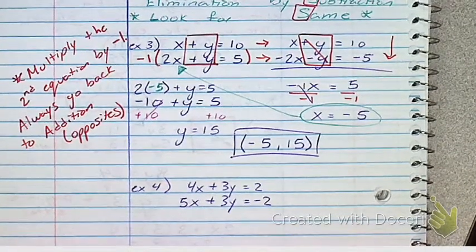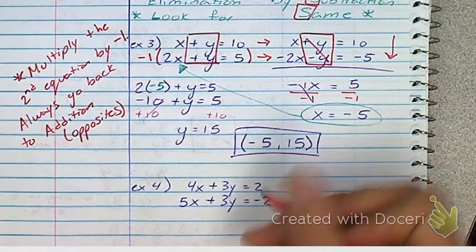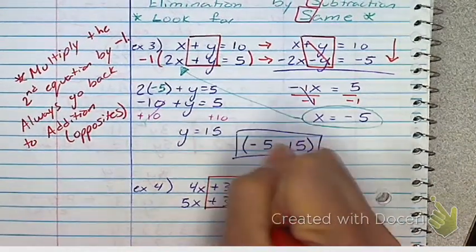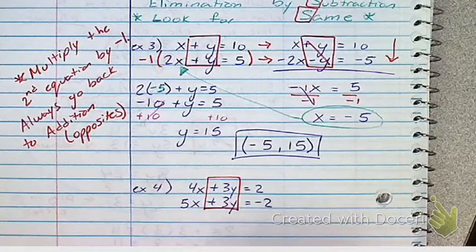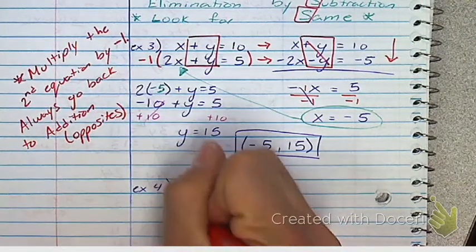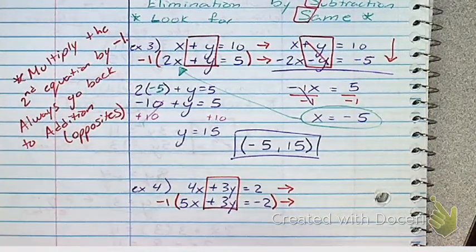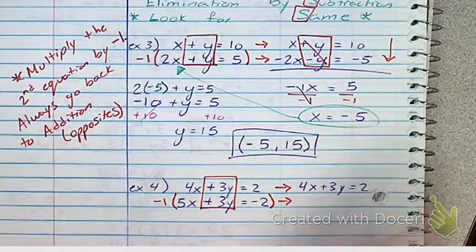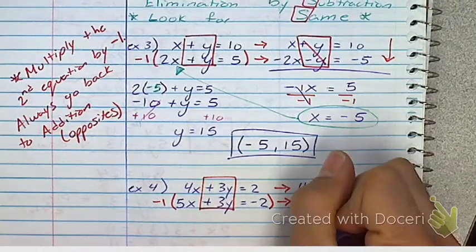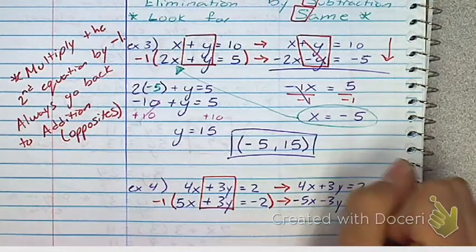Am I looking for sames or opposites? Sames. What are my sames? 3y, 3y. I have sames. What do I do? You subtract them. Multiply by negative 1. Top, bottom, both? Bottom. Anything happens to the top? No. What does the bottom become? Bottom becomes negative 5x. Negative 5x minus 3y equals 2.